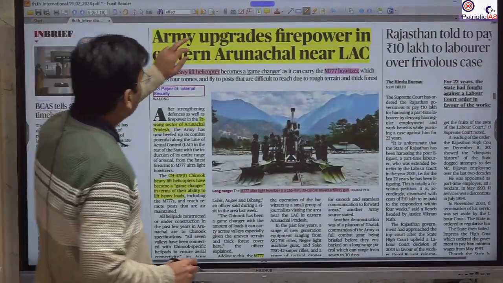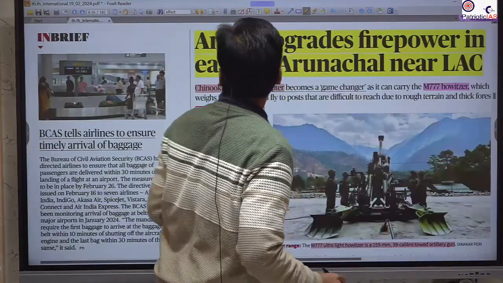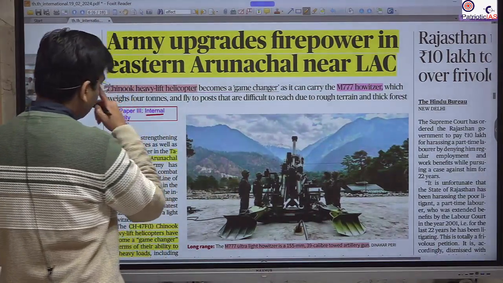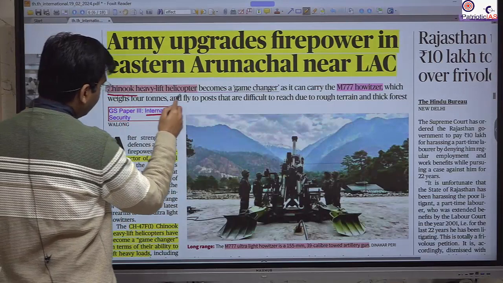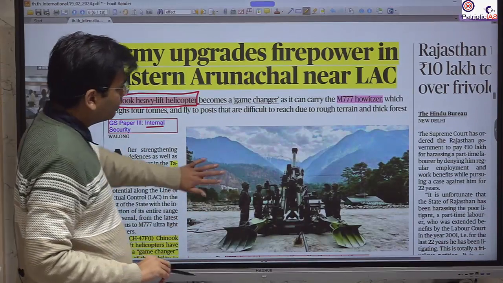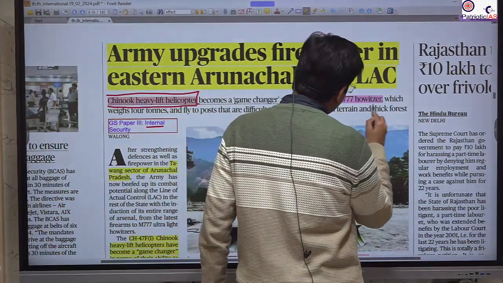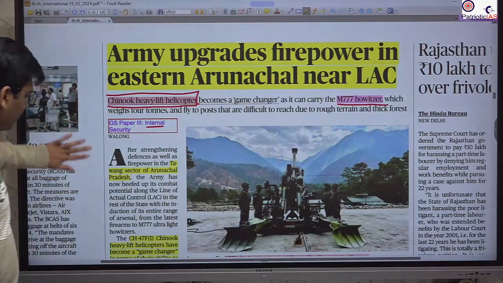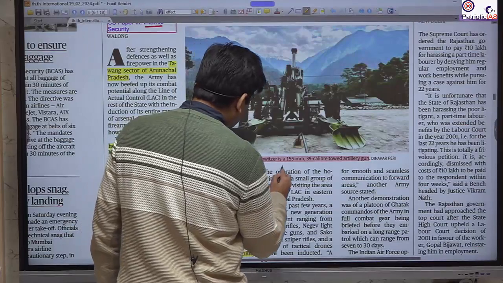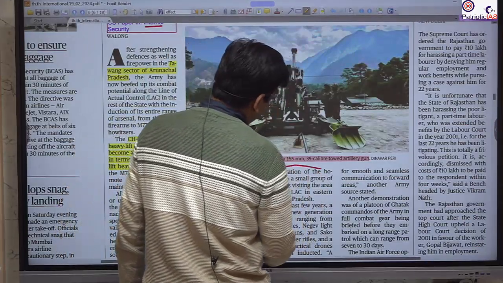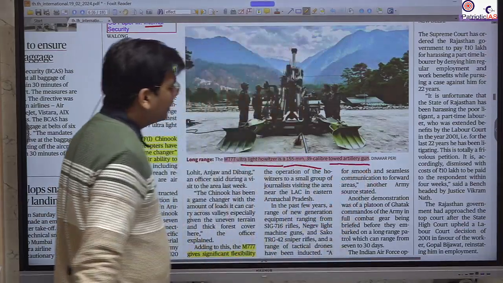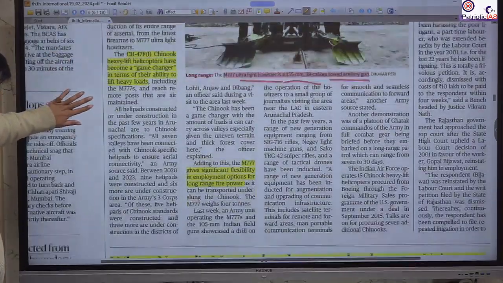Then you should know the army upgraded the firepower weapons in eastern Arunachal Pradesh, so it will be for internal security. And you should know that this Chinook heavy-lift helicopter we have got from the USA. Chinook is a local wind as well, so you should remember. And this M777 howitzer, what is this? This is a gun. So what type of gun is it? It is an ultra-light 155 mm 39 caliber towed artillery gun. So this you should know.